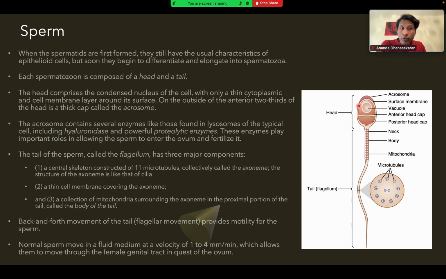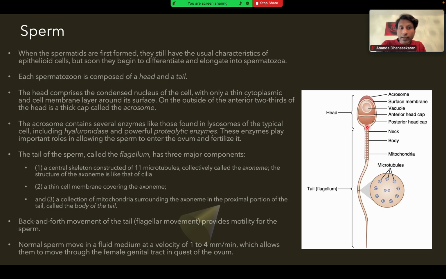The most important thing you need to understand is that in the head there is a very strong layer by the name acrosome. It has a lot of enzymes like lysozymes and proteolytic enzymes. This acrosome is important in the sperm penetrating the ovum. So if the acrosome is deficient, then you will have sperms, but they are not good enough to penetrate the ovum, and that's where infertility and other problems come. The enzymes present are hyaluronidase and protease. These enzymes play an important part in fertilization.